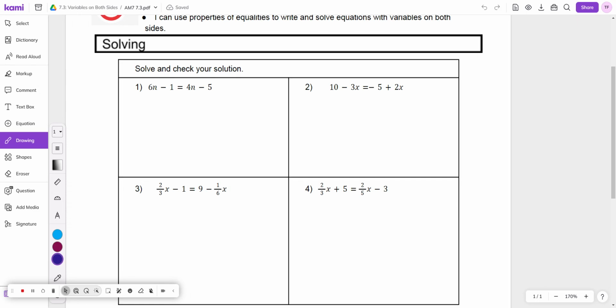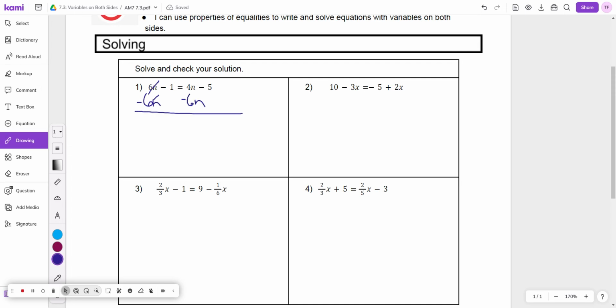So looking at the two variables, on the left side I have 6n, on the right side I have 4n. It doesn't matter which one I get rid of. It's just that I've got to get rid of one of them. So on the first one, 6n is actually larger than 4n, so we'll do that one first. The inverse of what I need to add to 6n to get 0 is negative 6n. So that's going to be my strategy. I'm going to subtract 6n from both sides.